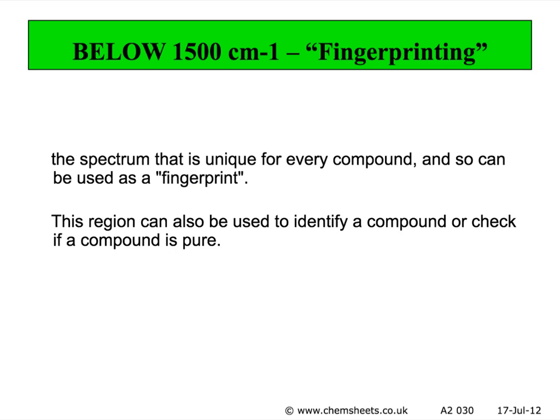So all you need to know is the definition: it's unique for every compound, and it can be used to identify a compound or check if a compound is pure or not. If a compound has impurities, it will have a different fingerprint region to a pure sample. If you have a database with thousands of pure samples, you can compare your unknown sample to find out: is it pure, is it the same compound? That's all you really need to know about the fingerprint region. Other than that, unless they ask a question about defining it, just ignore it when you're trying to interpret spectra.